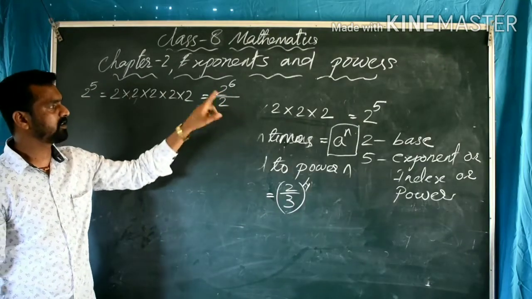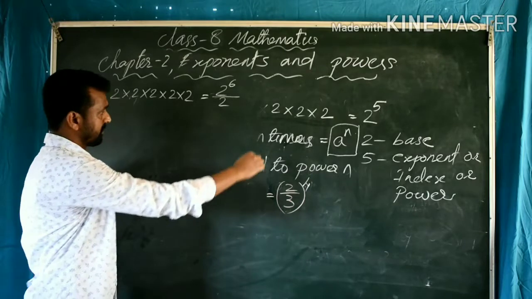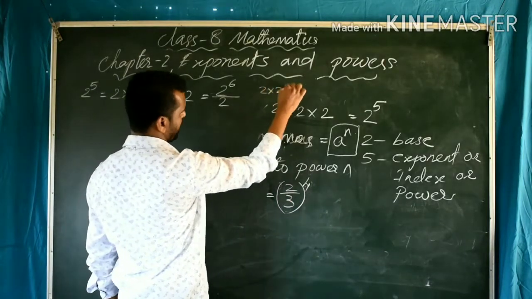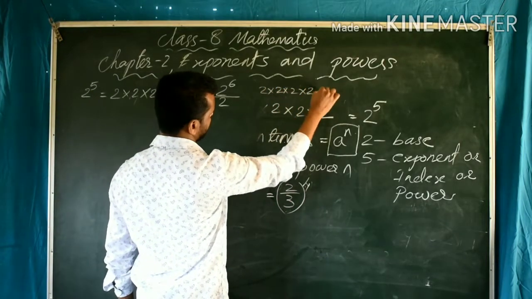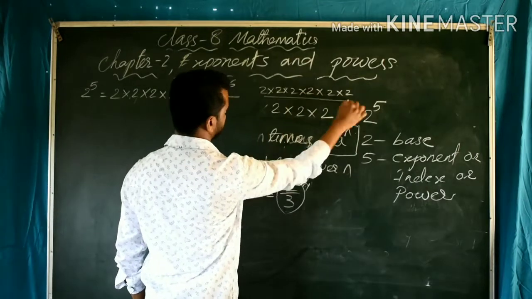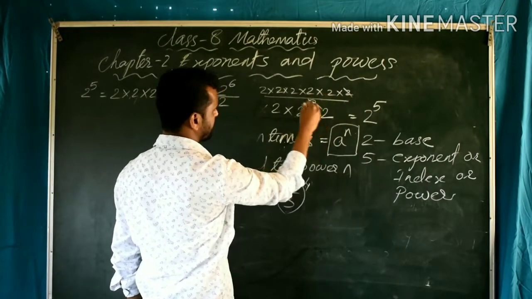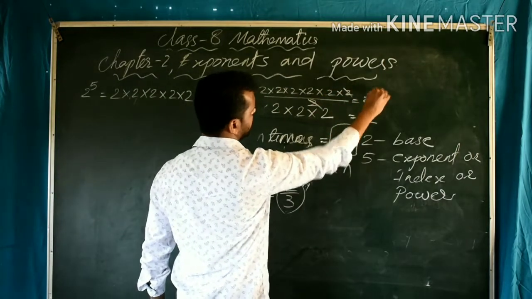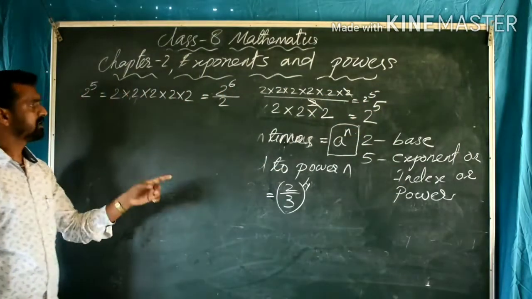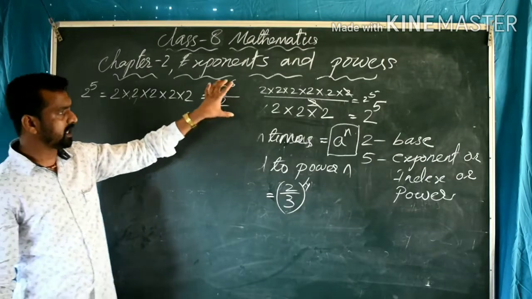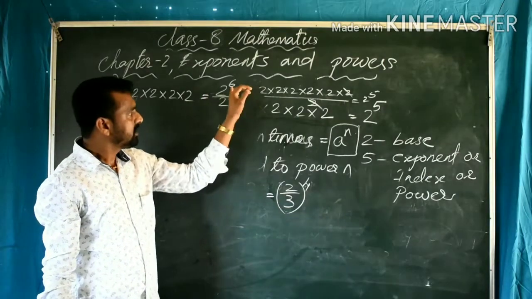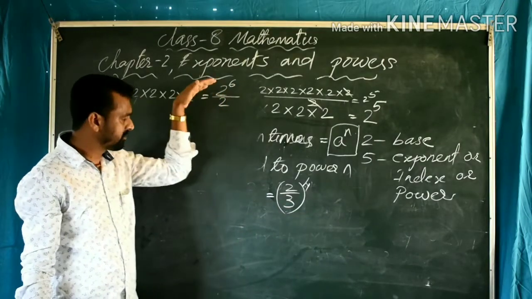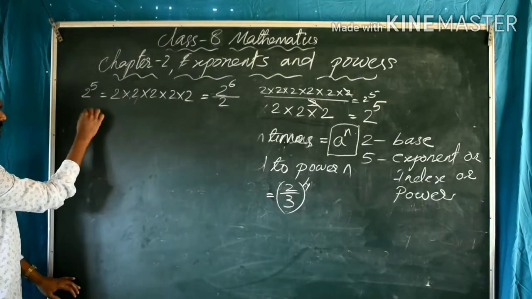2 raised to 6 divided by 2. 2 raised to 6 means 2 is multiplying 6 times, 1, 2, 3, 4, 5, 6 times, divided by 2. 2 we can cancel. Now 1, 2, 3, 4, 5 times, that is equal to 2 raised to 5. So the answer is the same only. I wrote it like that to study negative integers as a power. Next, 2 raised to 4.